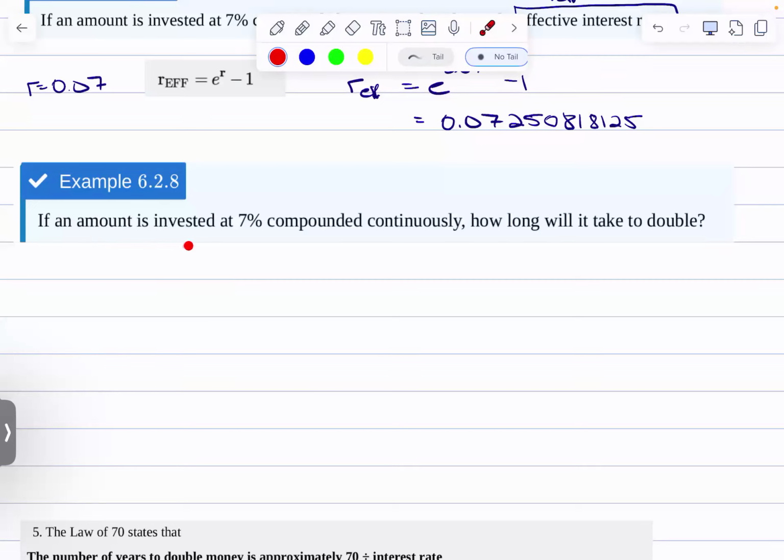If an amount is invested at 7% compounded continuously, how long will it take to double? Kind of a thinker. Okay. First, let's pick out what we know. It's compounded continuously, which tells me which formula to use. Now, I want to figure out how long it'll take to double, which means I want to find some accumulated amount. And so the formula that I'll need is this guy.